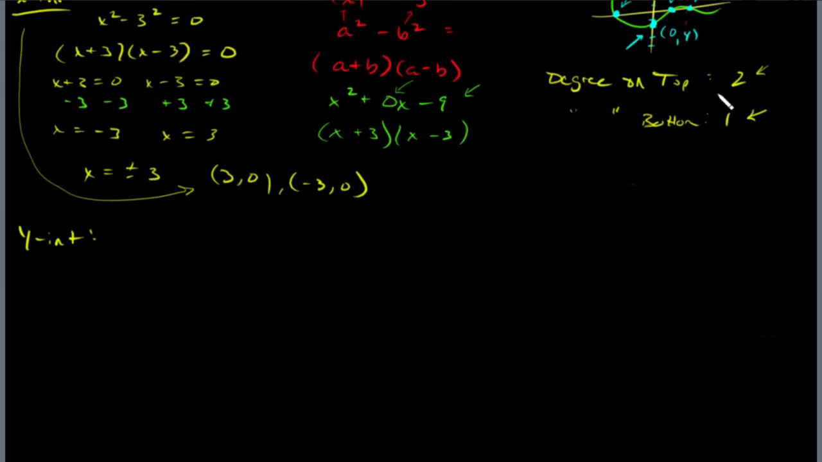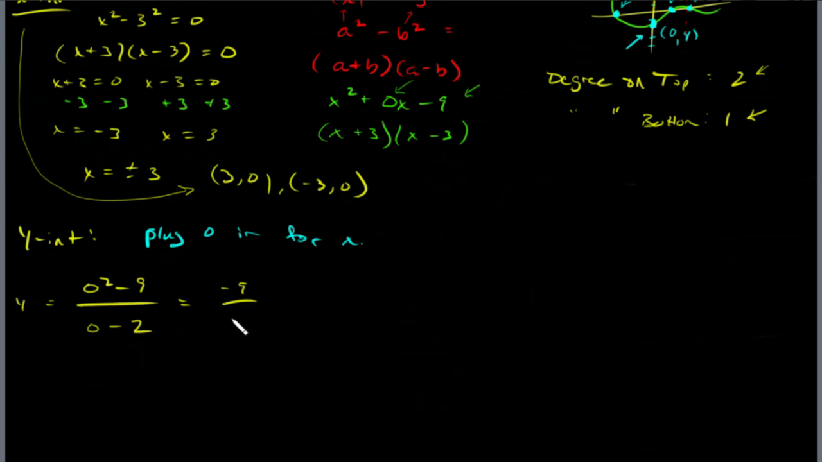So that's what you do. You plug 0 in for x. All right? So you're going to get 0 squared minus 9 over 0 minus 2, and that's what y equals, which gives you -9 over -2, which is 9 over 2.